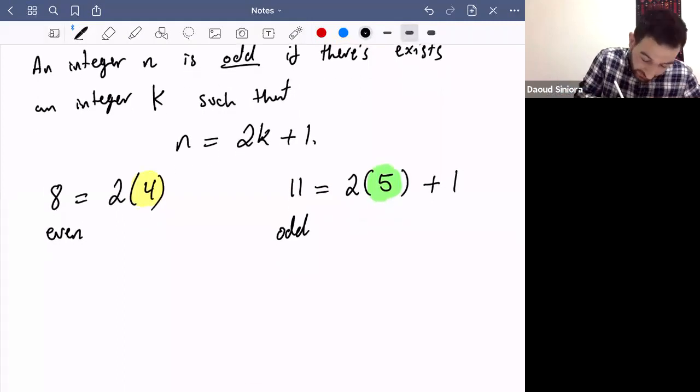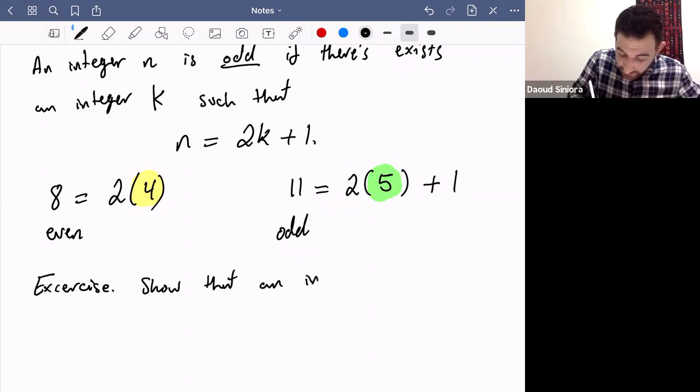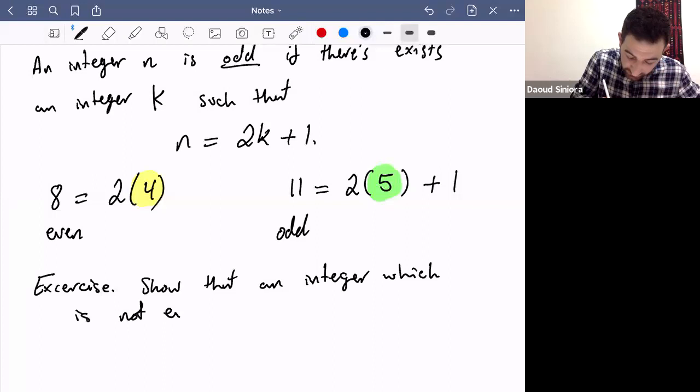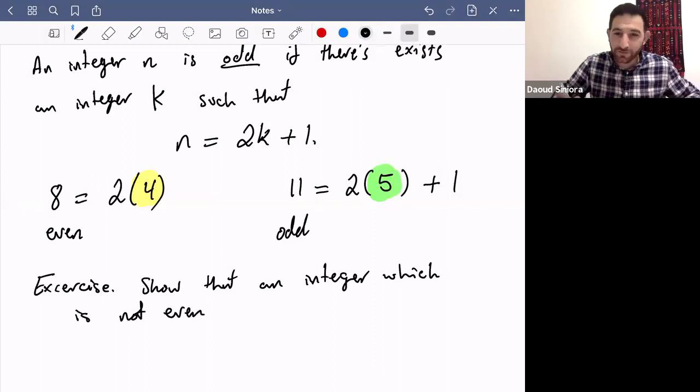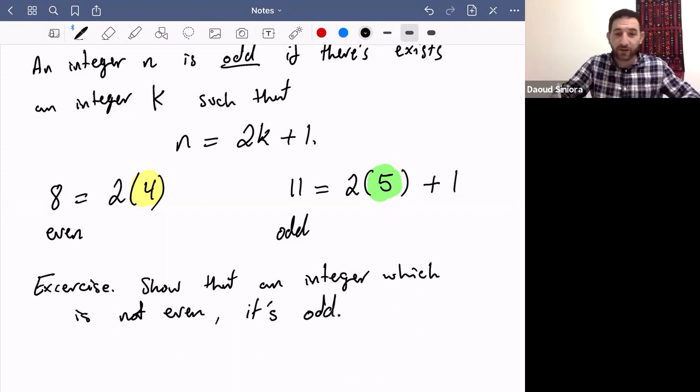Now, an exercise. Show that an integer which is not even, meaning we cannot find k such that 2k is equal to the integer, is odd. And vice versa, show that an integer which is not odd is even.